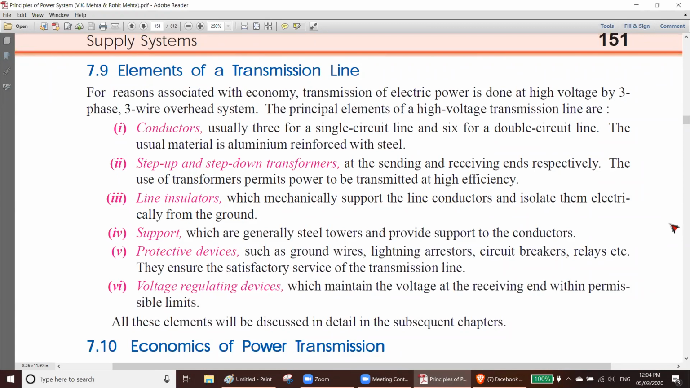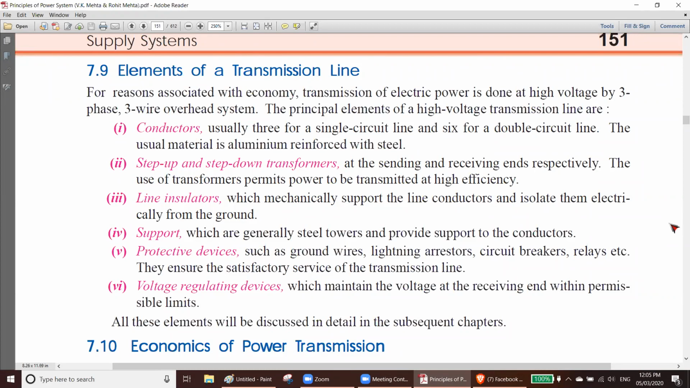Reinforced means in the middle you have a steel core, and outside you have aluminum. That is your conductor. Normally, step up and step down transformers are needed. Obviously, to transmit the power at high voltage, you need to step up the voltage, and for uses you need to step down the voltage. So step down and step up transformers are important so that you can transmit the power efficiently. Line insulators are also important, which mechanically support the line conductors and isolate them electrically from the ground. You need to have some towers, right?